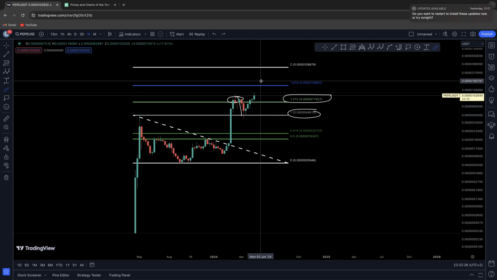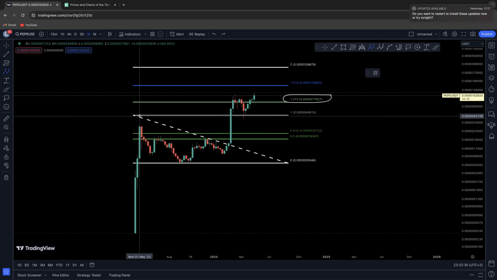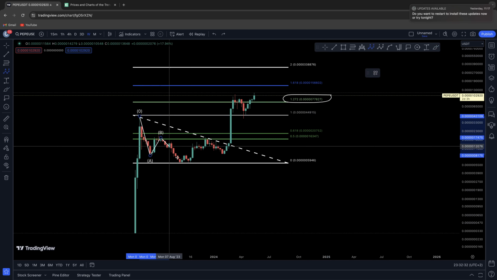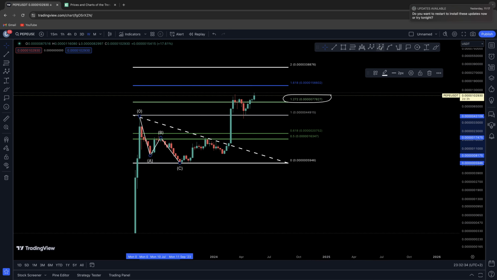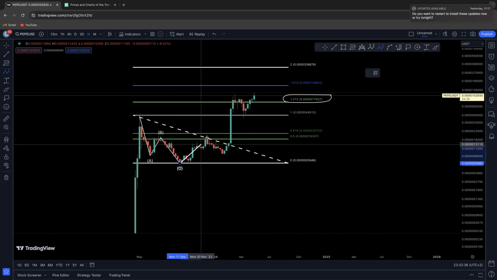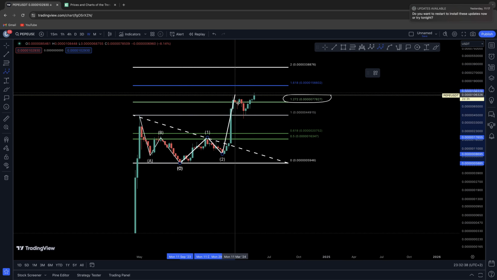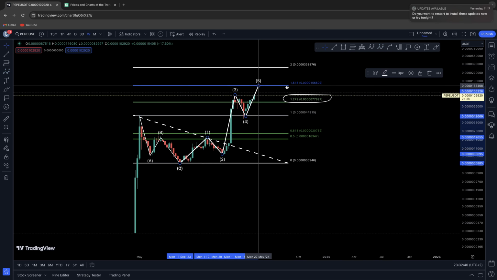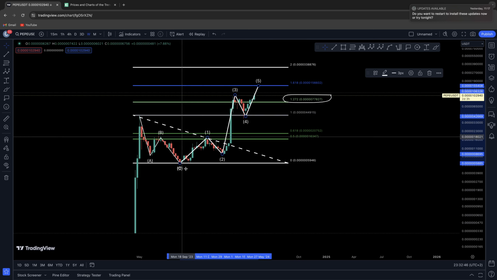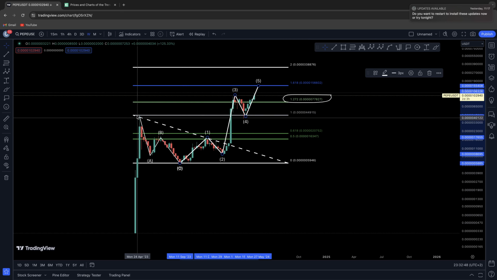So going back to the Elliott wave 5 waves now that I was talking about, and we had this corrective A, B, C, and right now I think we're in this impulsive 1, 2, 3, 4, 5 up to the 1618.